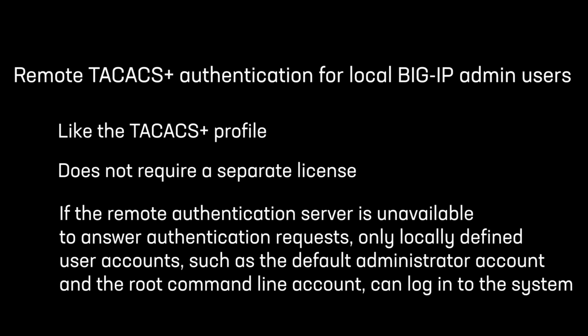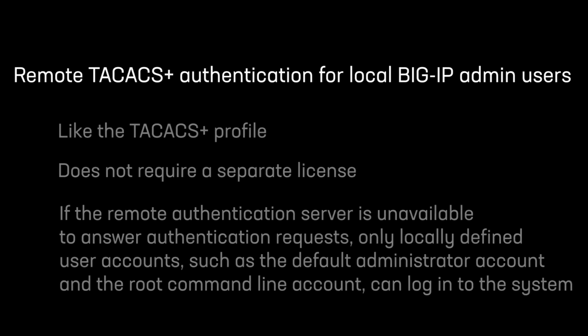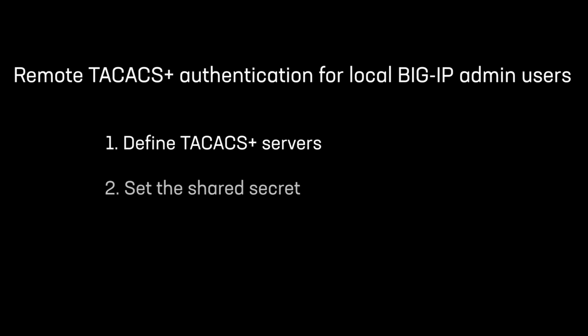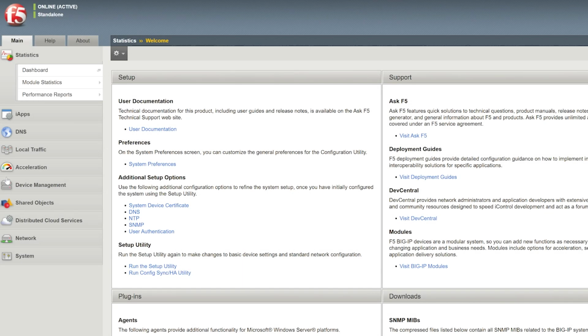As with all remote authentication configurations, if the remote authentication server is unavailable to answer authentication requests, only locally defined user accounts, such as the default administrator account and the root command line account, can log into the system. In this demo, you configure the remote TACACS Plus authentication for local Big IP administrative users. You define the TACACS Plus servers, set the shared secret, and configure options such as service name, protocol name, and accounting behavior. To do so, log into the configuration utility.